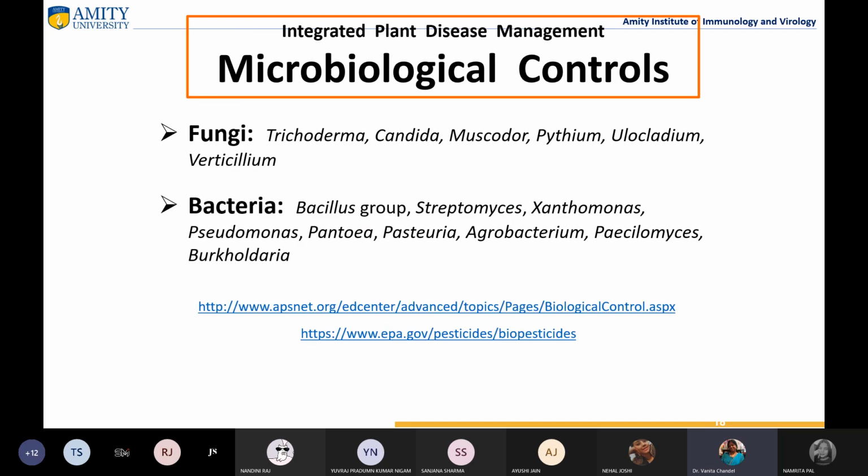Then we have this one, which is interesting: microbiological controls or biocontrols. Certain fungi and bacteria kill other fungi or other bacteria, so we can use them in biocontrol. For example, among fungi, Trichoderma is the best one, very cheap and very easily available. Then we have Pythium and Verticillium, and among bacteria, Bacillus species, Streptomyces, Xanthomonas. All these can be used in biocontrol. Pseudomonas is very commonly used in biocontrol. Agrobacterium too. So all these can be used as biocontrol methods.